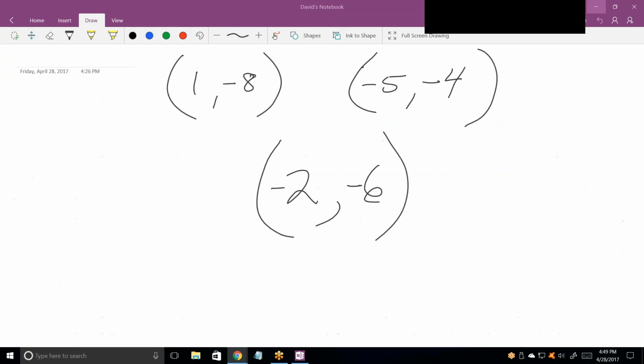Let's get back to what's next after distance between two points. Oh no, that was the midpoint. Yeah, we did midpoint and we did distance between points.